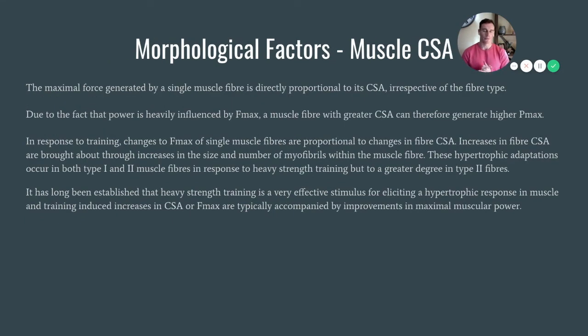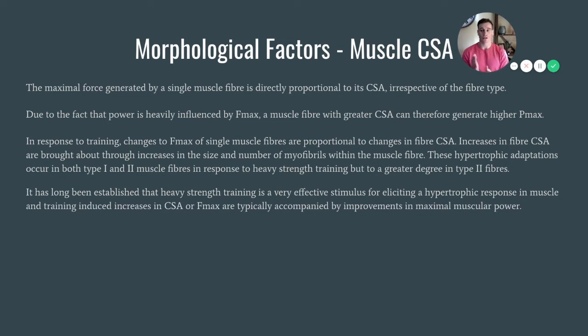Okay, now another big factor when we're talking about developing maximal force is muscle cross-sectional area. Okay, so maximal force generated by a single muscle fiber is directly proportional to the cross-sectional area of that muscle fiber, regardless of fiber type. Obviously, by cross-sectional area, we basically just mean the size of the muscle fiber. All right. Due to the fact that power is heavily influenced by maximal force, a muscle fiber with a greater cross-sectional area can therefore generate higher maximal power.